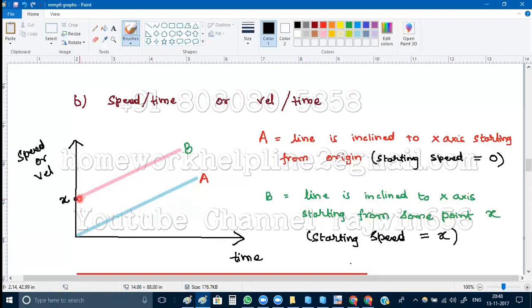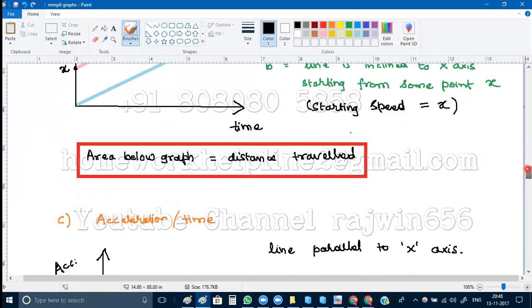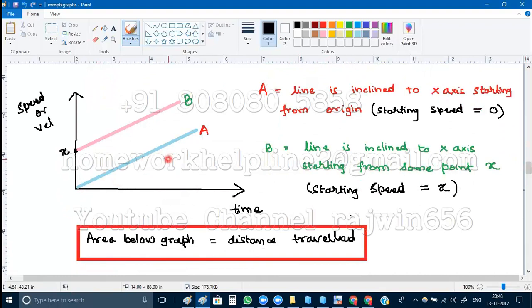Here the value of gradient, this part is very important. The value of gradient will give you the value of acceleration. So the value of gradient in this graph gives us the value of acceleration. Again, here the area below the graph is going to give you the distance traveled. Suppose I consider this blue graph, and say the time is 20 seconds. How much is the distance traveled in 20 seconds?